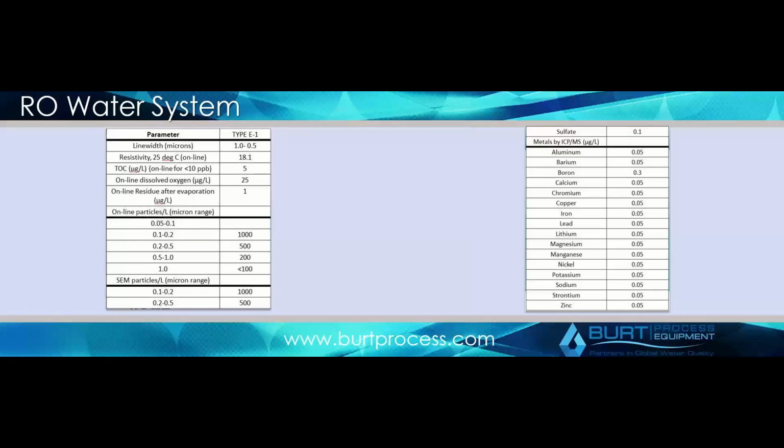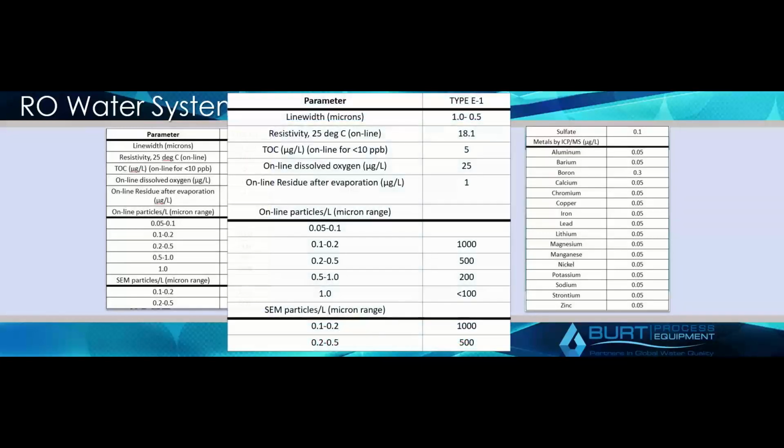In this case, this is what we're looking at: 18 megaohm, 5 TOC. And we're going to build up a series of processes from our base water quality, determine how we're going to get to some of these different levels.